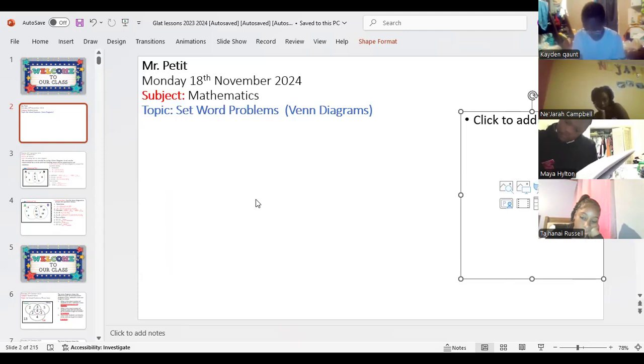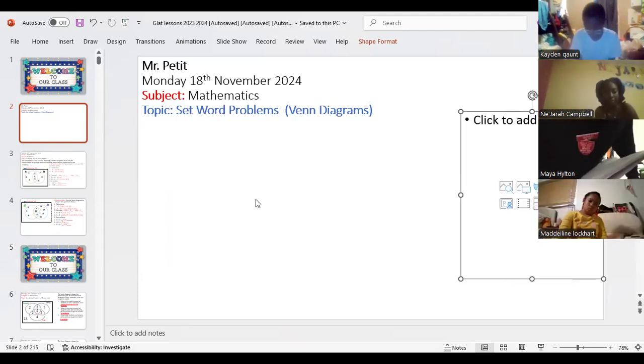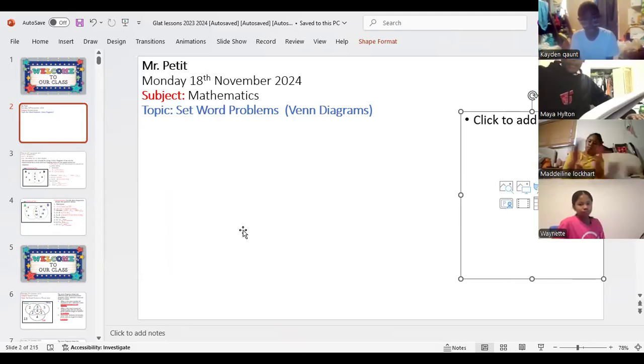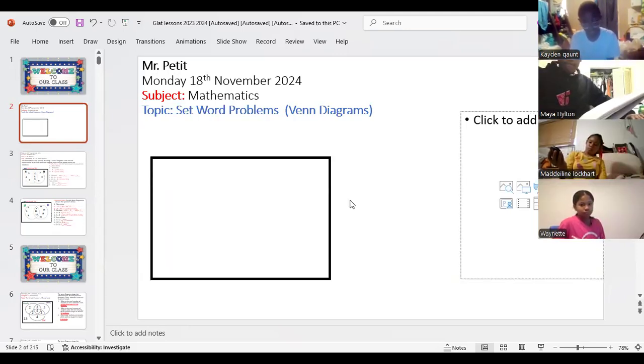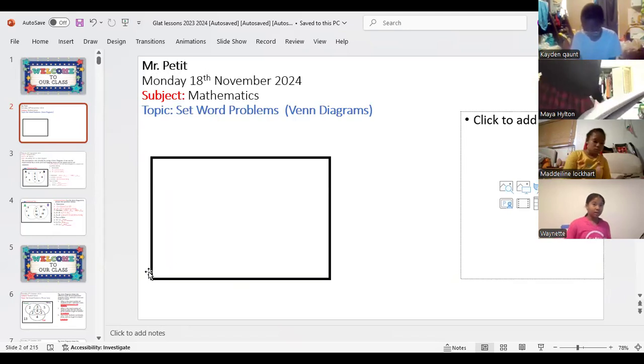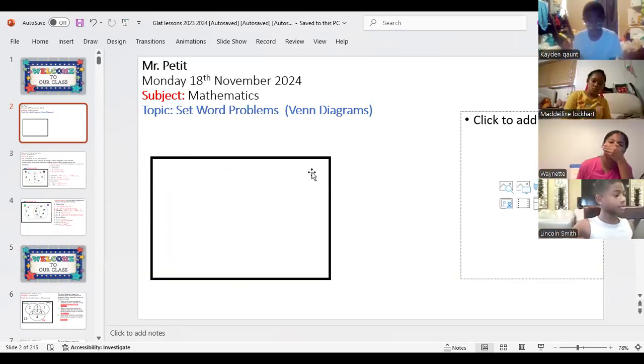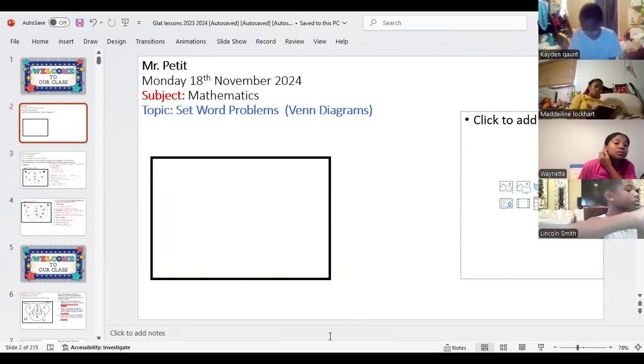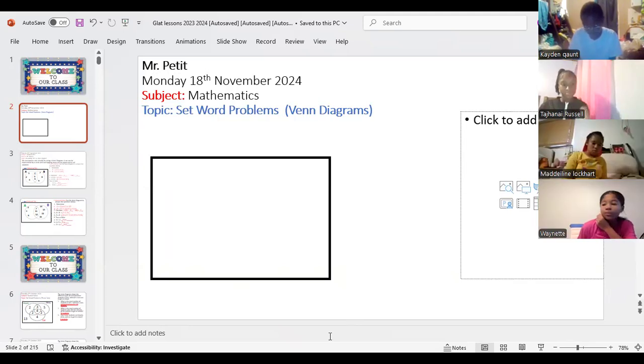So the first thing I need you to draw, and you're going to need a ruler and a pencil for this, is I need you to draw a... May I get my ruler, please? Yes, you can. Can I get my school bag? Yes, you can. So you need to draw a rectangular box, all right? And inside this box, I'm going to need you to put the 2 circles, but they have to be overlapping, all right?